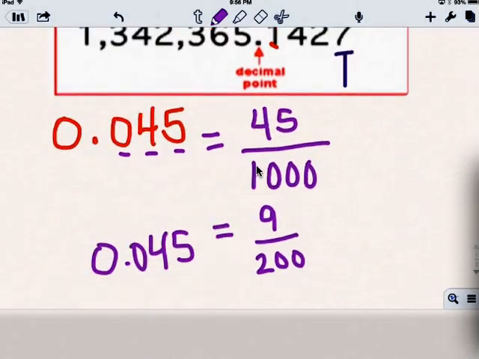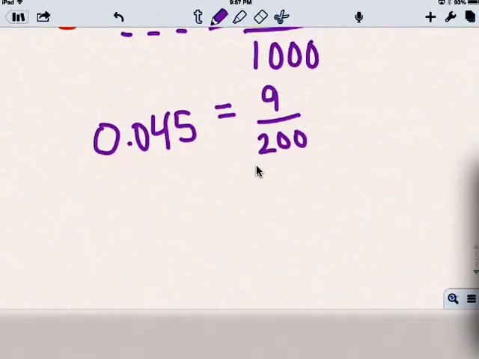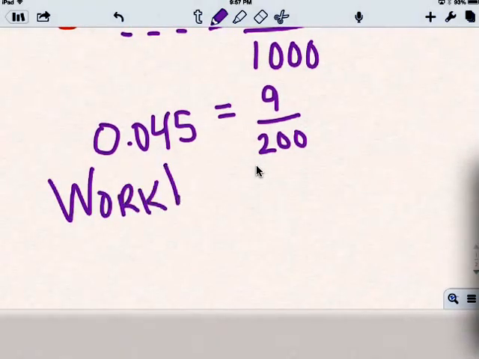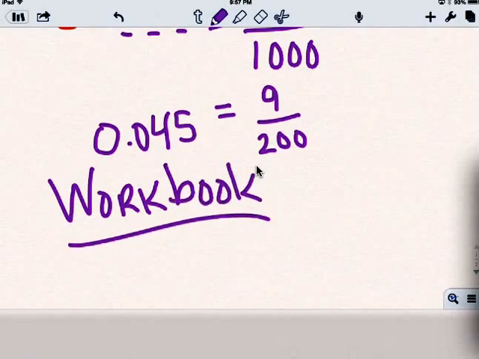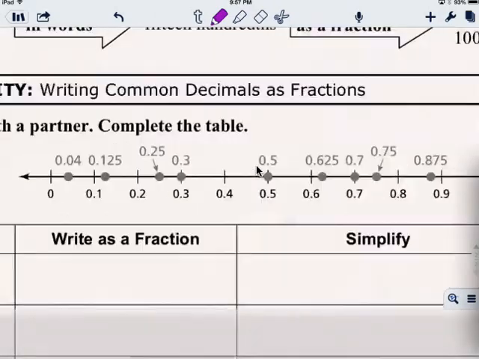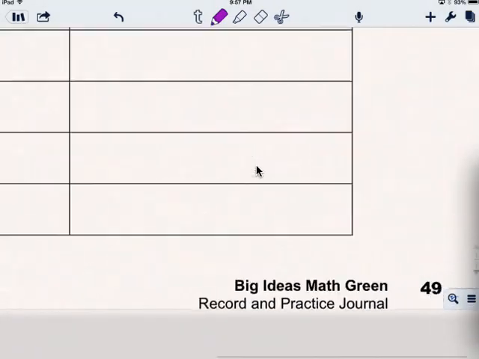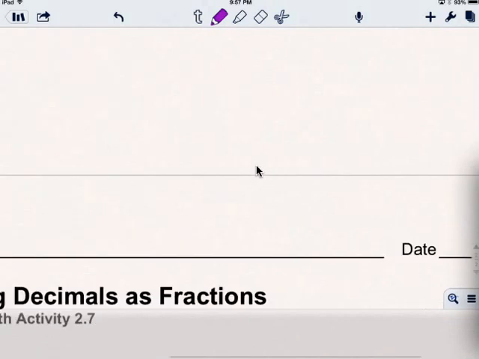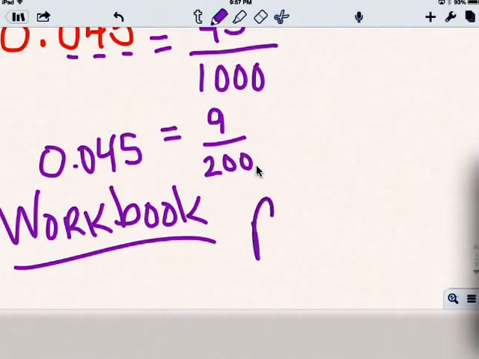Okay, so what I want you to do now is you should have your workbook page. And if you don't have it, hopefully you downloaded it and printed it from my website. But you want to take the workbook page, and let's see, the page number is 49. So you want workbook page 49.